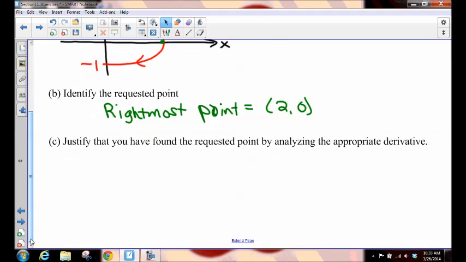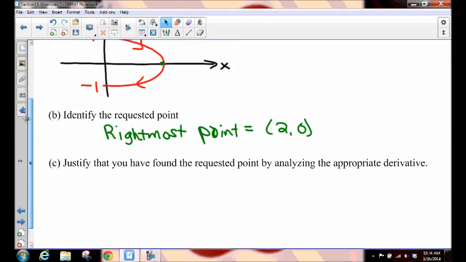Now the last part, part C, says justify that you have found the requested point by analyzing the appropriate derivative. So if we're looking for the rightmost point, then we are going to be interested in finding the maximum x value, which means we're going to be interested in the x derivative with respect to t. And when we're looking at extreme points, we're looking for points where the slope or the derivative changes from a positive sign to a negative sign or a negative sign to a positive sign.